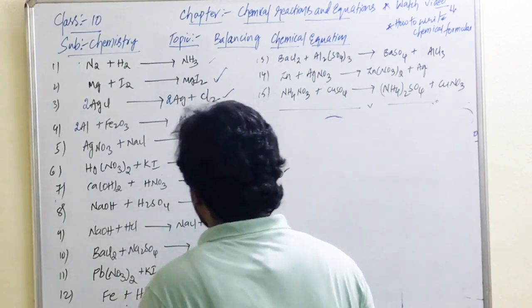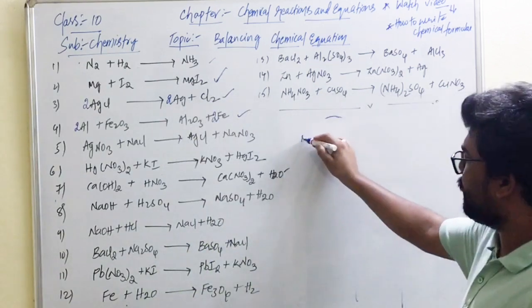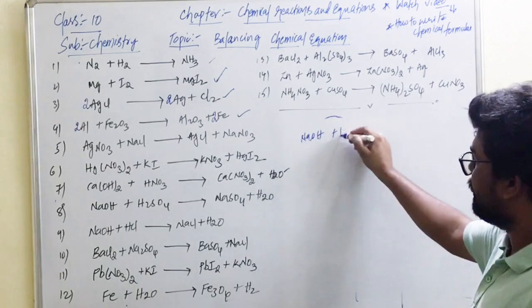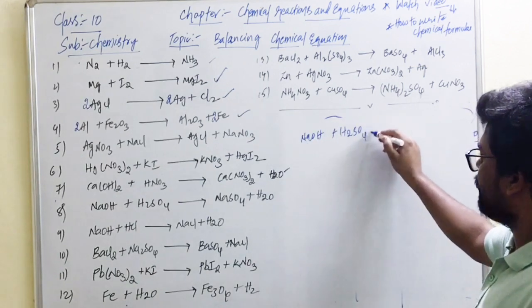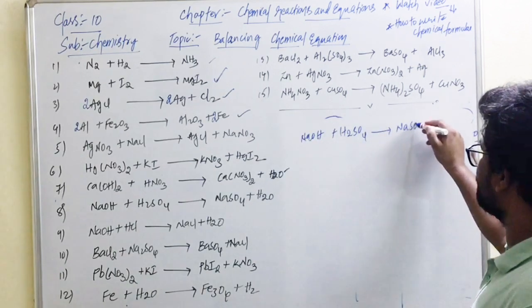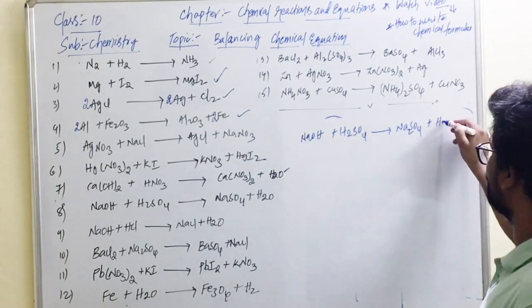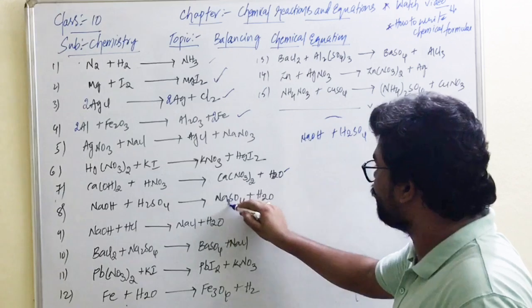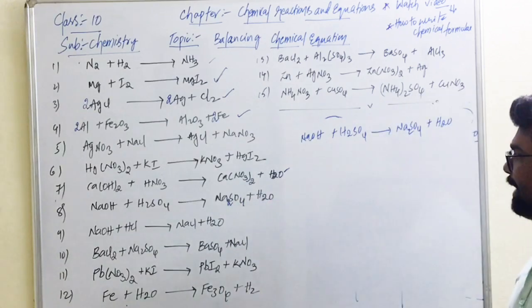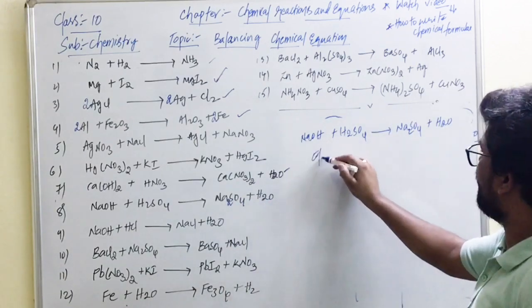Okay, so very simple. Let's try it out. Now NaOH plus H2SO4 gives rise to Na2SO4 plus H2O. Sorry, it is Na2SO4. Okay, let us try to balance it now.